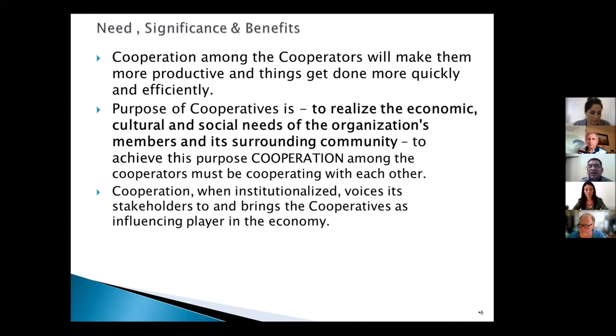Cooperation, when institutionalized, gives voice to the stakeholders and brings the cooperatives forward as an increasing player in the economy. Because a primary cooperative is a single entity, but when united in the form of a union or federation, they have a significant voice to be heard by the stakeholders as well as the decision makers.